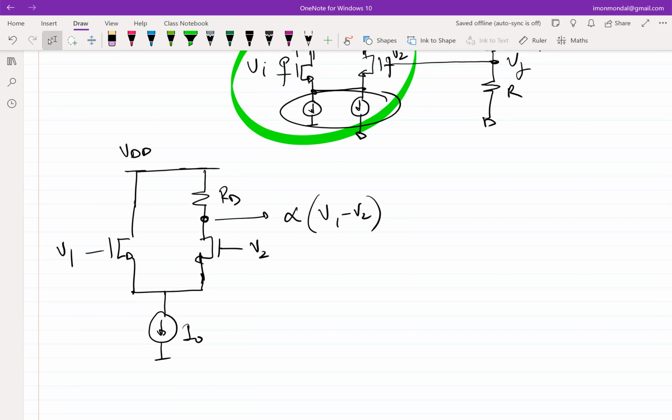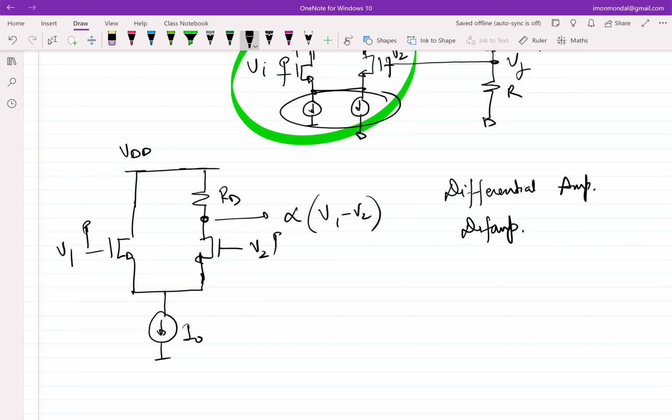Okay. Fine. So if this voltage is proportional to V1 minus V2, and V1 increases and V2 increases by the same amount, will that voltage move? No, right? So it only responds to the difference of input voltages. So it's called a differential amplifier, popularly known as a diff amp. It only responds to the difference between the inputs.